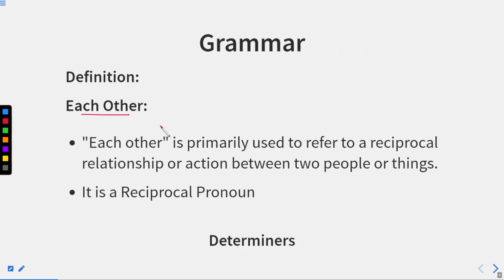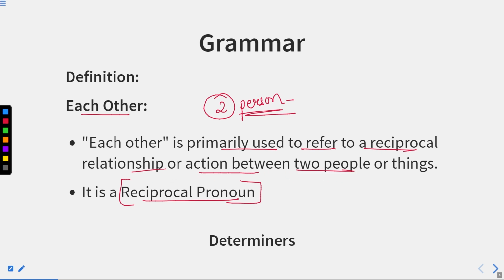First of all, we have the word each other. Now each other is a reciprocal pronoun. First thing, it is a reciprocal pronoun. Second thing, because it is showing the reciprocal action, as I have given you the example just now, each other is basically used for only two people. Whenever we talk about only two persons, we use the word each other. Remember, each other can be used only in terms of two people. If there are more than two people, we cannot use each other. Each other is primarily used to refer to a reciprocal relationship or action between two people or things.